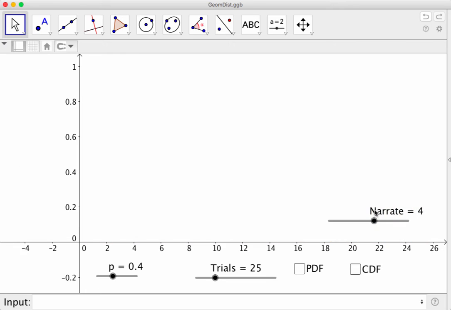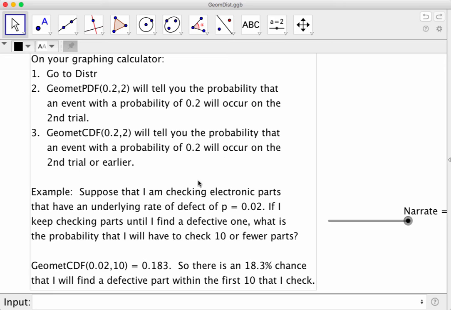Okay, so we can also do all this on your graphing calculator. You go to distributions, the same place that you would find binomial PDF, norm CDF, etc. If you enter geometPDF 0.2, 2, it will tell you the probability that an event with a probability of 0.2 will occur on the second trial. This would be the equivalent of saying, what's the probability that we would get our cereal prize on exactly the second box that we purchase?